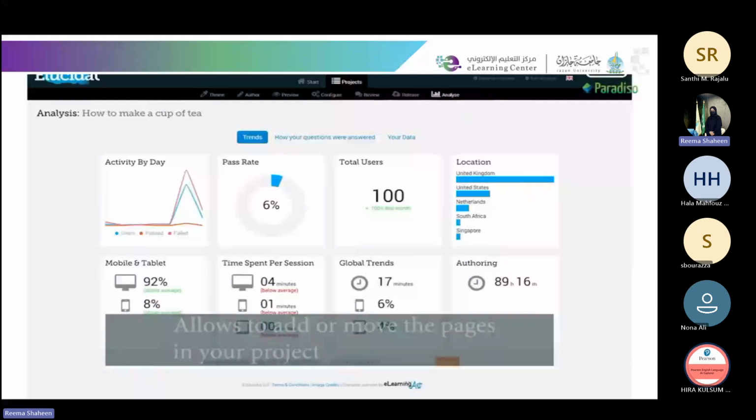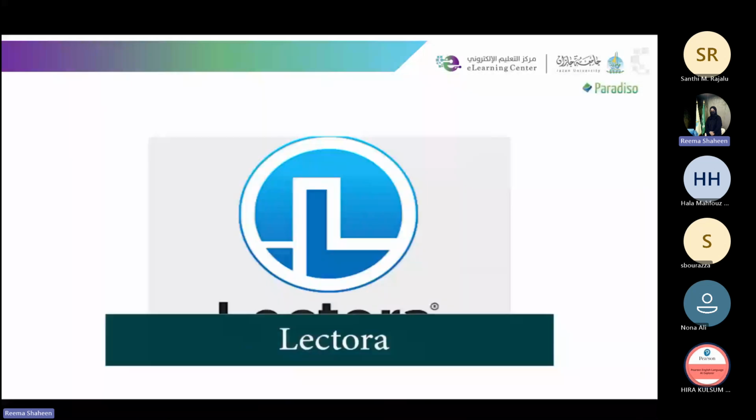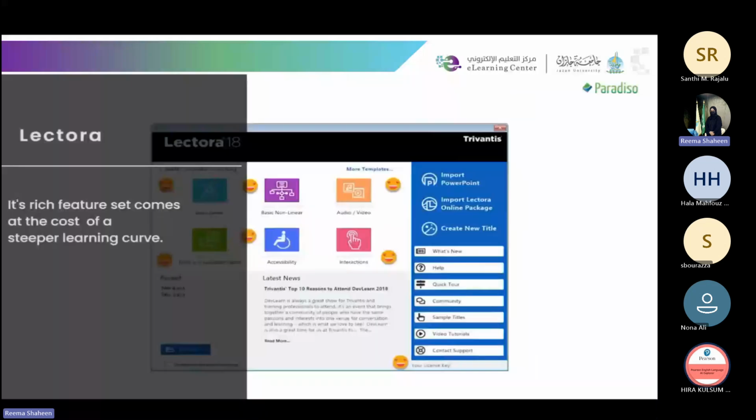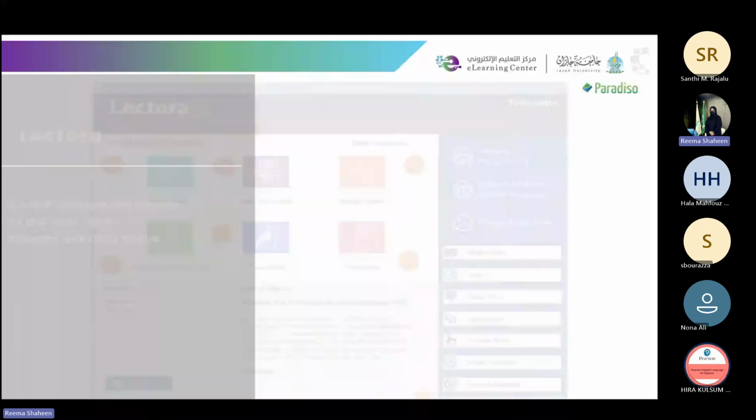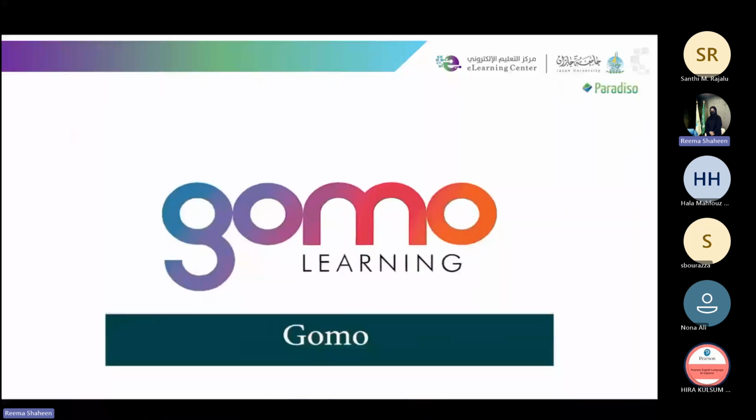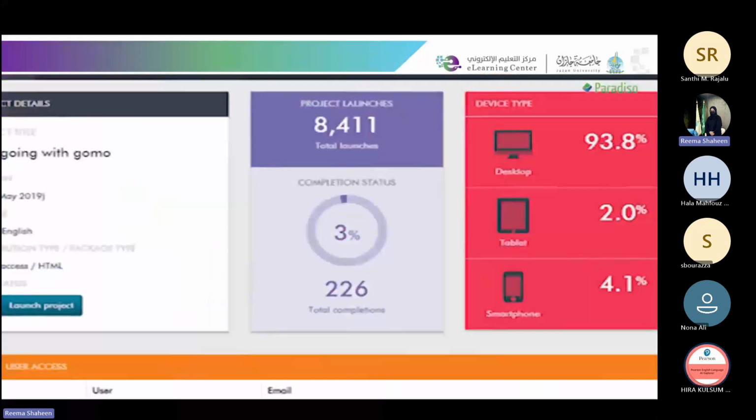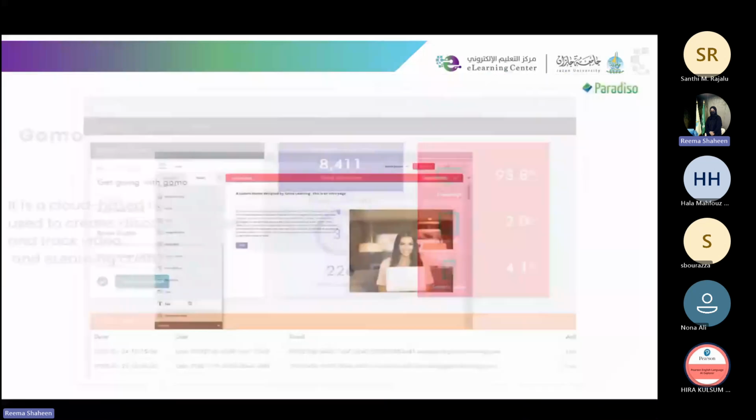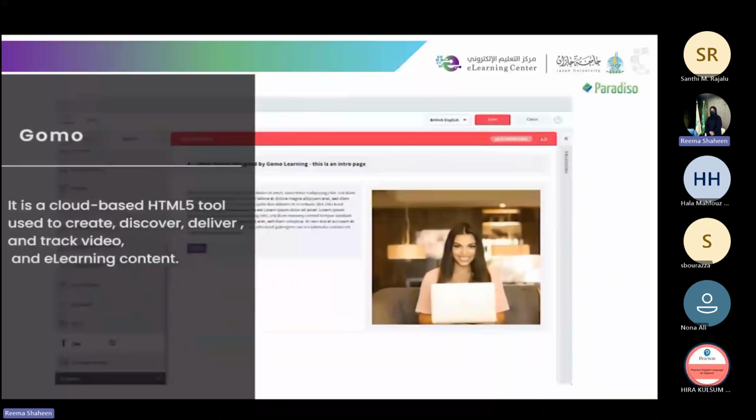Number 4, Lectora Online is one of the early e-learning authoring tools. However, like Articulate Storyline and Adobe Captivate, its rich feature set comes at the cost of a steeper learning curve. Number 5, Gomo. Gomo is a best e-learning authoring tool used to collaboratively author and deliver digital learning content. It is a cloud-based HTML5 tool used to create, discover, deliver, and track video and e-learning content in a single, unified experience for the learners.